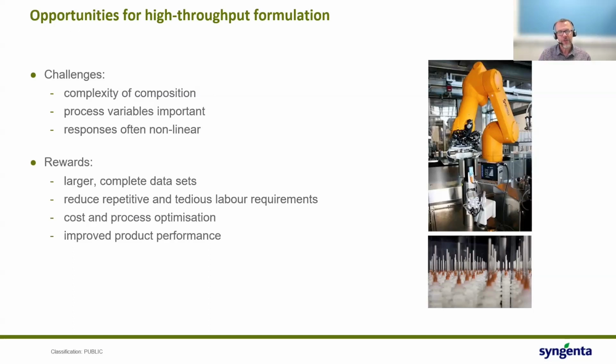The rewards that we saw were a larger, more complete data set, so hopefully actually understanding the products that we sell to the farmer better. It can also reduce the repetitive nature of the work that we have to do in the laboratory to get our products to market. And we can also build in some things around cost as well. So if we can buy our materials cheaper, we can sell our products either cheaper to market, or we can make more profit from them, which is usually the way, I must admit.